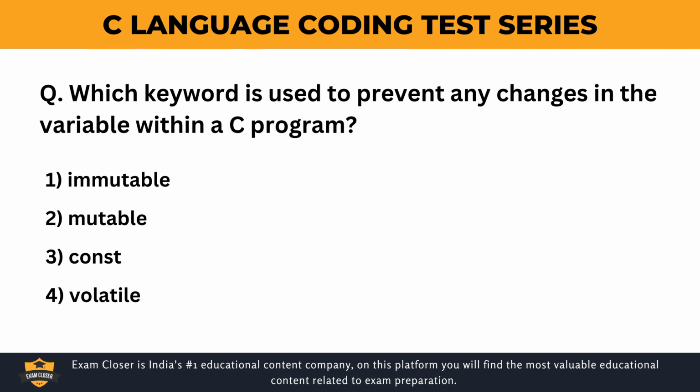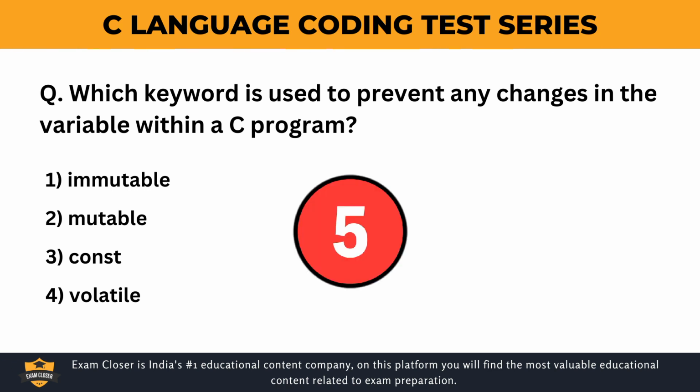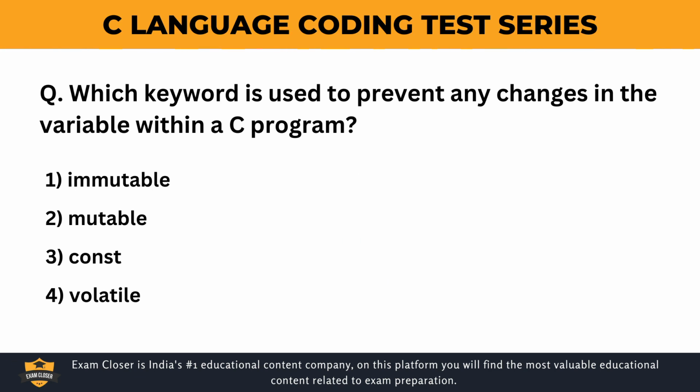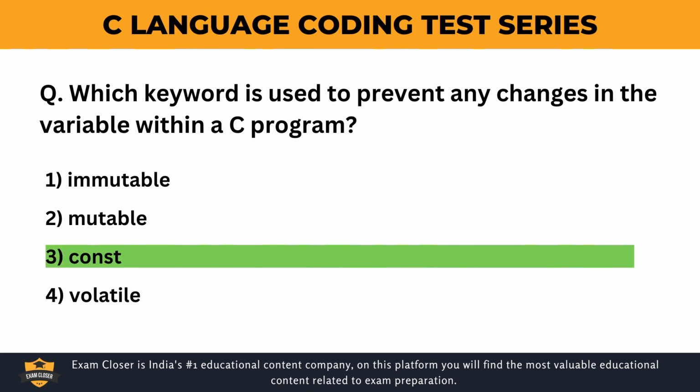Which keyword is used to prevent any changes in the variable within a C program? You have 4 options and you have to answer the question correctly within 5 seconds. Your time starts now. The correct answer is option 3, const. It is also called constant variable in C programming language. By using this keyword, we cannot change the variable value. Actually, we set the value in the declaration phase.